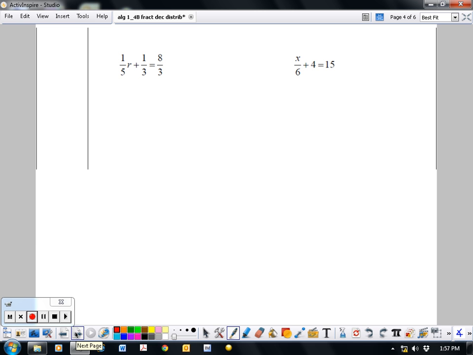Okay, so just a couple more. Next one, LCM. So again, I'm looking at the numbers on bottom. I have 5, 3, and 3. I don't have to list 3 again because it's the same number, so the LCM of 5 and 3 is 15. So I multiply by 15.